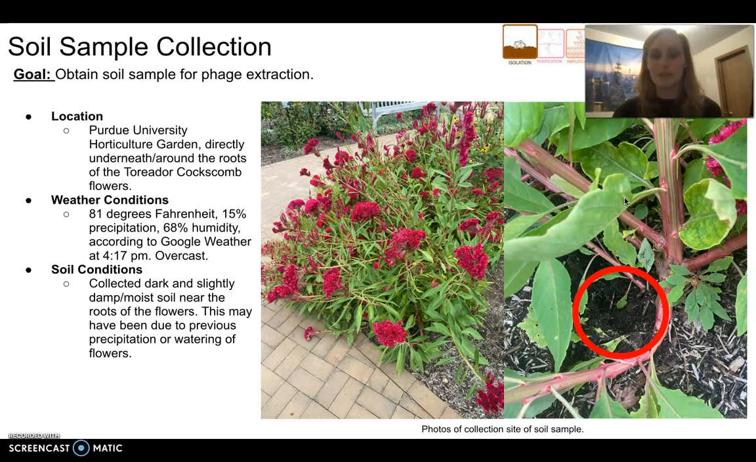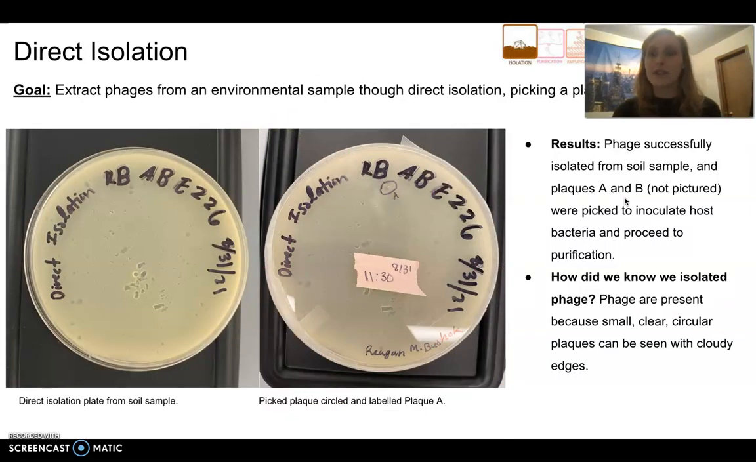Then, following the direct isolation protocol, our goal was to extract phage from the environment and directly isolate it. That plate to the left is the very first isolation of our phage Toreador, and the plate to the right is the same plate, except plaque A is circled where I picked a plaque. The result was that the phage were successfully isolated, and 2 plaques were picked to inoculate host bacteria and proceed to purification.